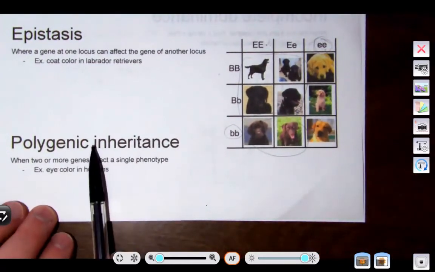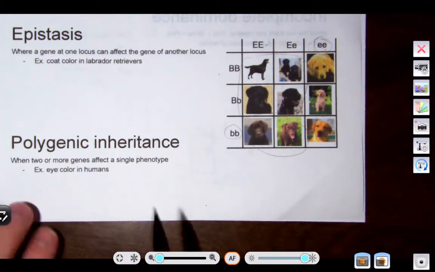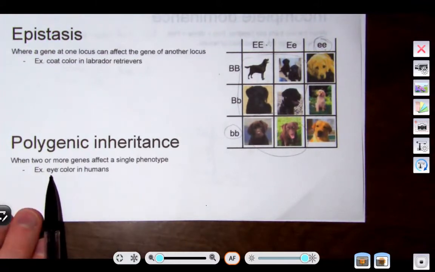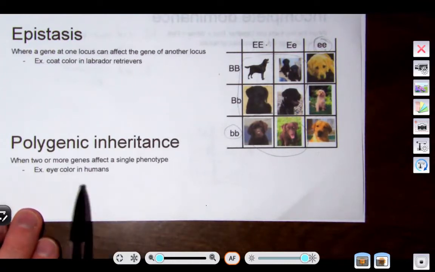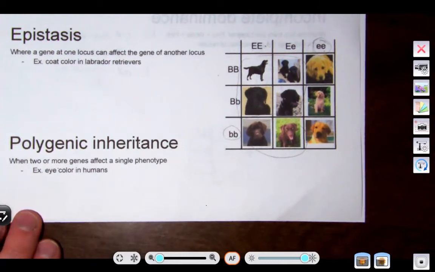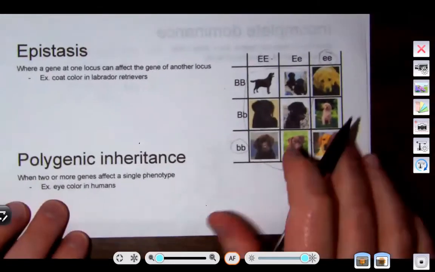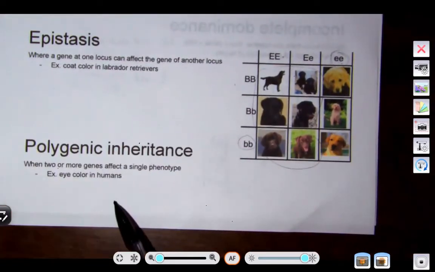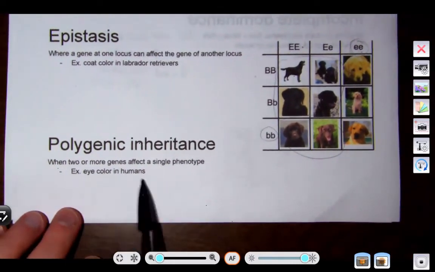Another example of a crazy non-Mendelian trait is polygenic inheritance. It's when two or more genes affect a single phenotype. An example of this would be your eye color. Eye color is controlled by multiple different genes, which is also one of the reasons why there are different colors of eyes other than blue and brown. There's green and a whole bunch of other colors that I can't remember off the top of my head right now because I'm trying to get through all this. But understand, it's the same with hair color too. There's a bunch of different natural hair colors, and so there are multiple different genes that affect it.